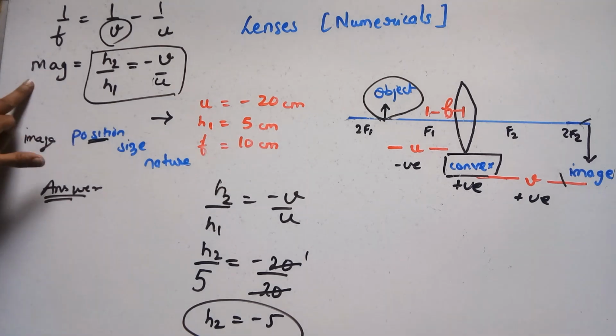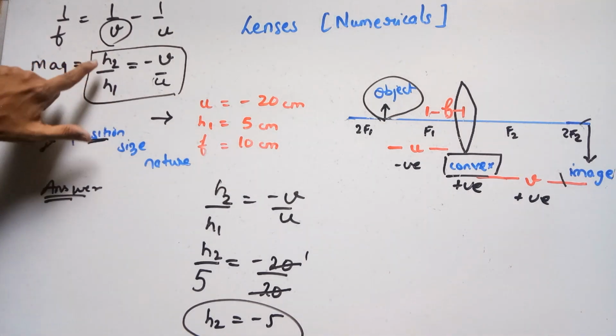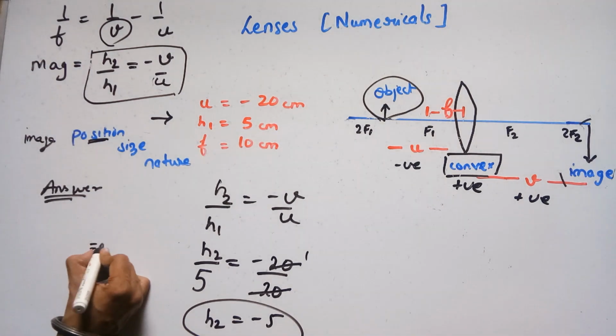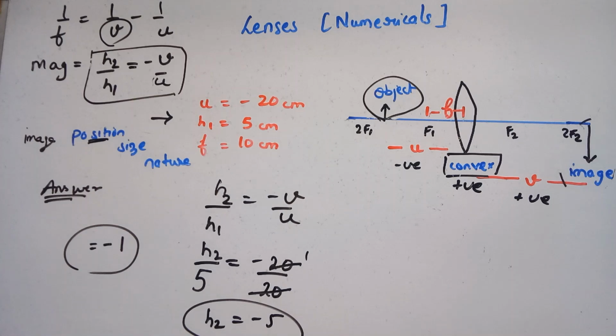And if someone asks what the magnification is, magnification is nothing but this ratio. The height of the object is 5, the image is also 5. So magnification is nothing but minus 1. The magnification is the same, like the object is the same size, the image is also the same size. And regarding the nature, like I said, the image is real.